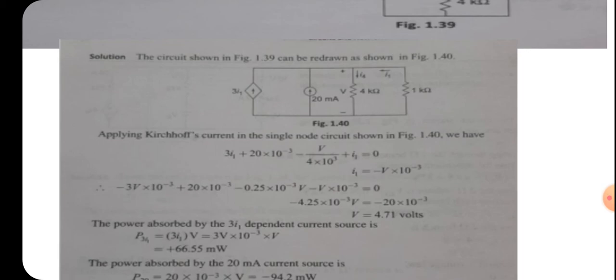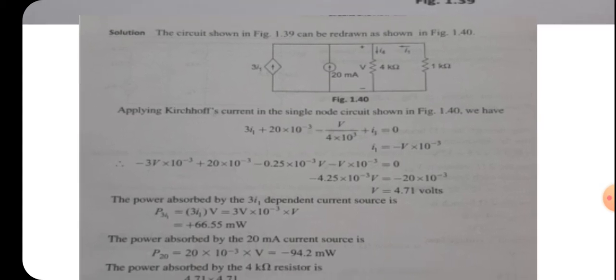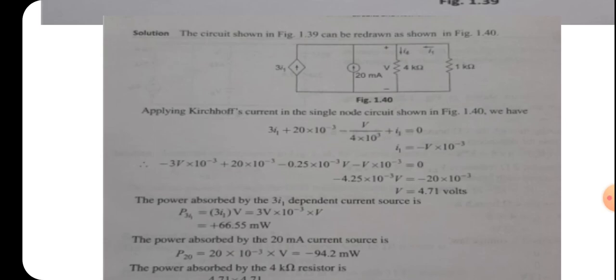And also there is another current I1 which is coming to the upper node. So we can write it as plus I1. So the total equation will be 3I1 plus 20 into 10 raised to minus 3 minus I4 plus I1 will be equal to 0. But here they are given as I4 equal to, what is I4?